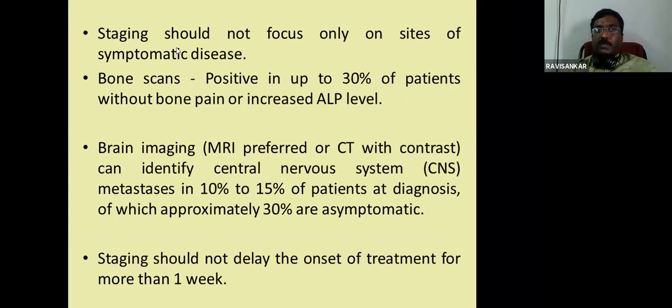This is very important. Staging should not focus only on sites of symptomatic disease. There can be brain metastases which are not symptomatic. There can be bone metastases which are not symptomatic. Small cell lung cancer grows in very few days. The doubling rate is very fast. So that's why it is better to do the evaluation process very fast.